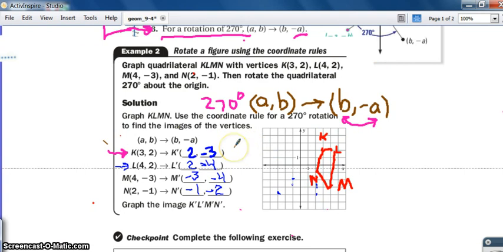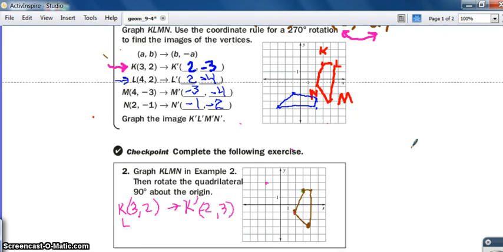Okay, so I've plotted my 4 points, and if I connect these up with straight lines, I can do that. That is our polygon, our quadrilateral, with it rotated 270 degrees about the origin.